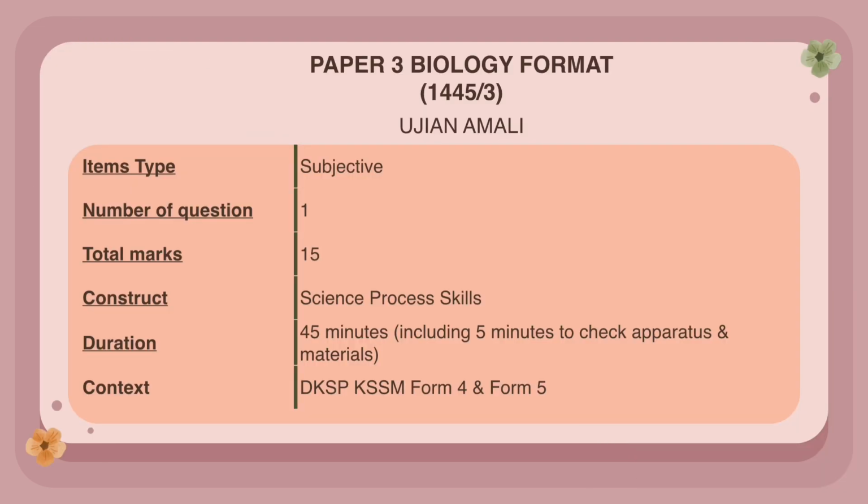We will look at the Paper 3 Biology format before we go into science process skills. The item type is subjective and the number of questions is only 1. The total marks is 15 and the duration for your paper is 45 minutes, including 5 minutes for you to check the apparatus and materials. And the context is from your DSKP, KSSM Form 4 and Form 5 Biology.